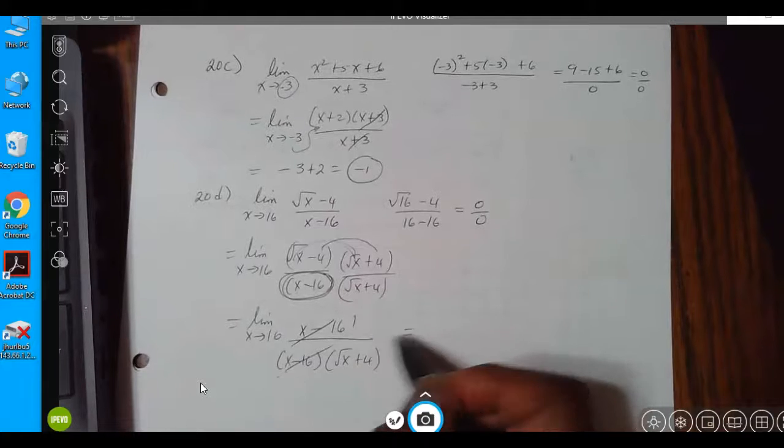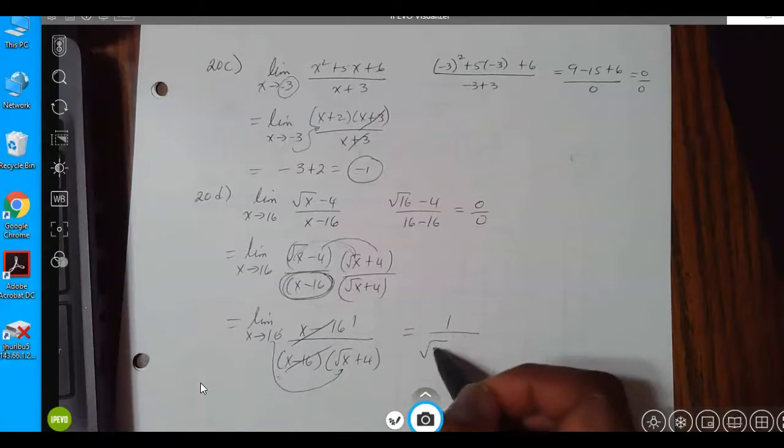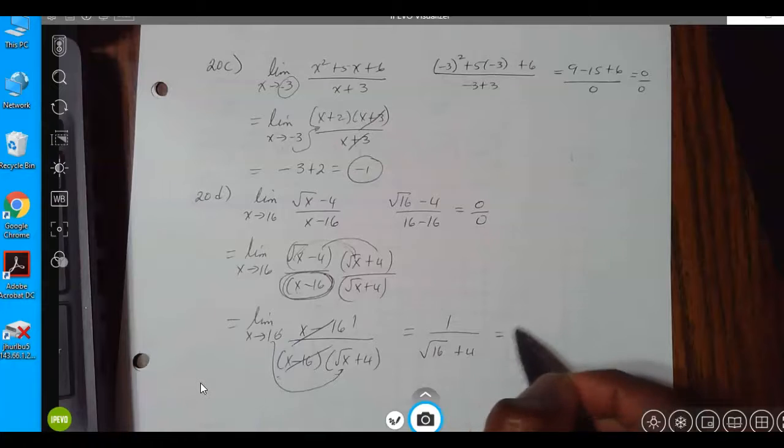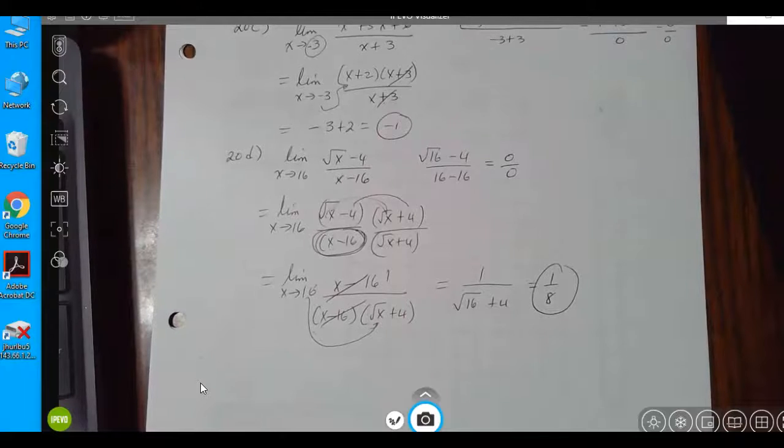So now I'm going to substitute in for x. So it's 1 over the square root of 16 plus 4, which is 1 over 8. Okay, now on to the limits involving infinity.